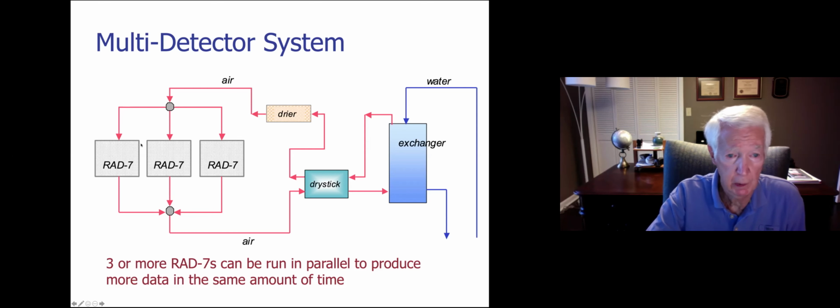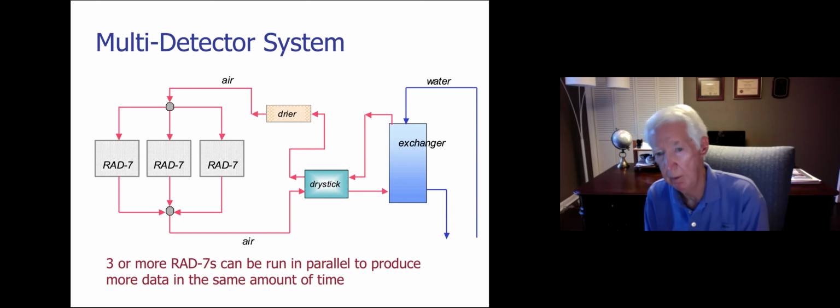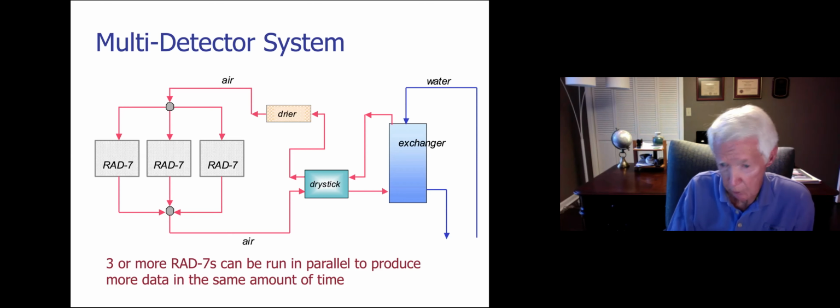Then you split the air into, in this case, 3 parts, and then collect it again. And in this case, you would get 3 times as many counts, everything else being equal, than if you just use one RAD7. So you can increase your sensitivity and or decrease the counting time.